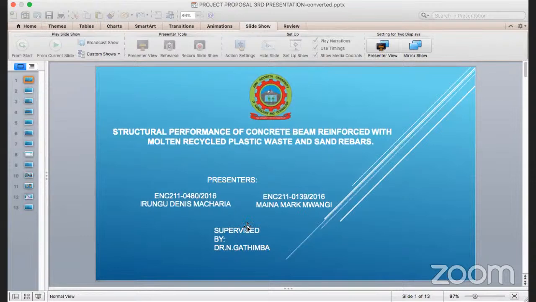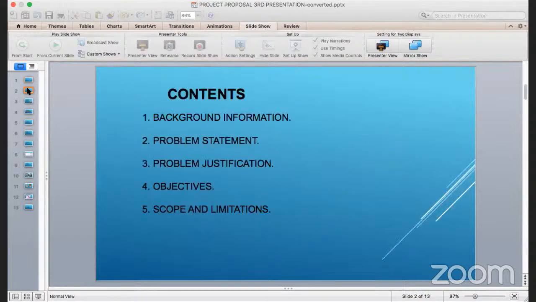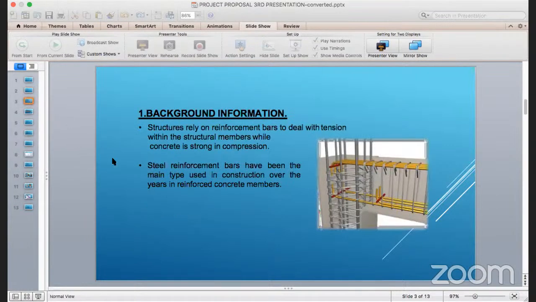Okay. So the project is about the structural performance of concrete beams reinforced with molten recycled plastic waste and sand rebars. Presenters are myself, Mark Minor, and Irungo Dennis Masharia, supervised by Dr. Ngathimba. So this is the content of the presentation. We have the background information, problem statement, problem justification, objective, scope and limitation. So let us move to the background information.